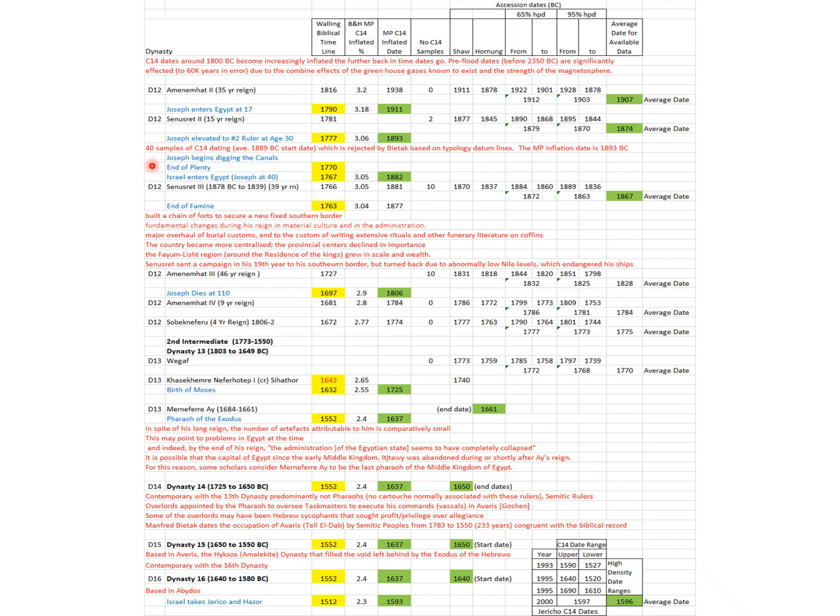All right. So then the end of plenty came in about 1770, and then Israel came into Egypt when Joseph was about 40 years old in 1767. And then about a year later, Sennacherib III became king behind Sennacherib II. And you can see that the inflated date for Sennacherib III and the actual average date is not too bad here. Definitely falls well within the ranges. All right, and that's the important thing.